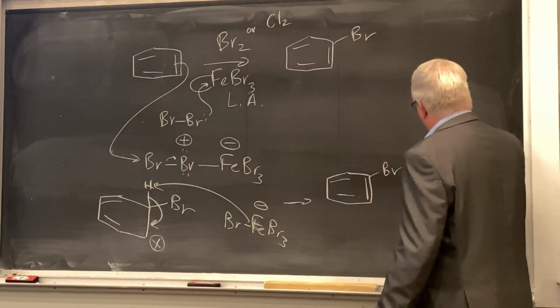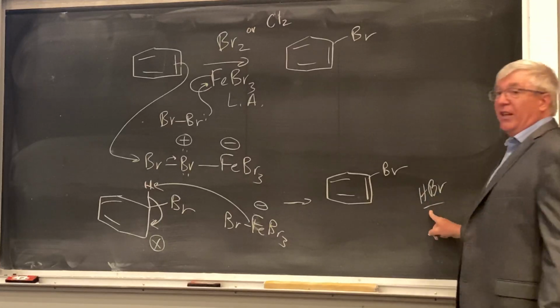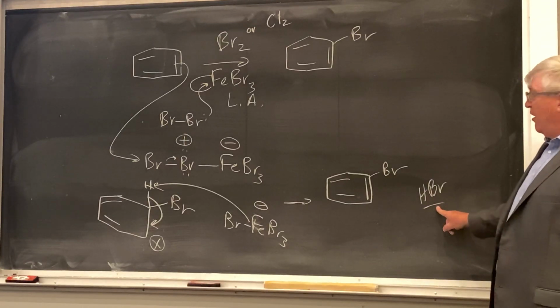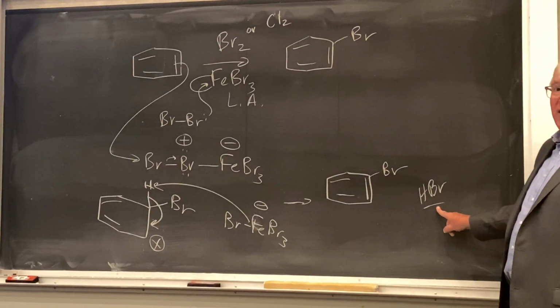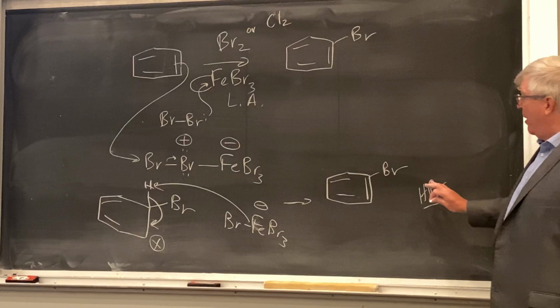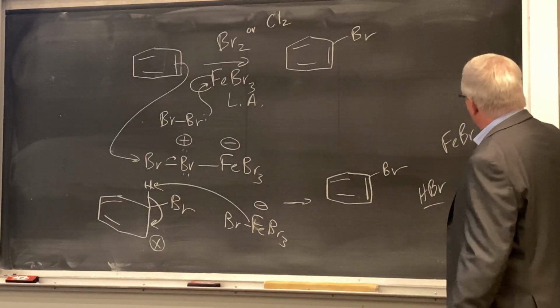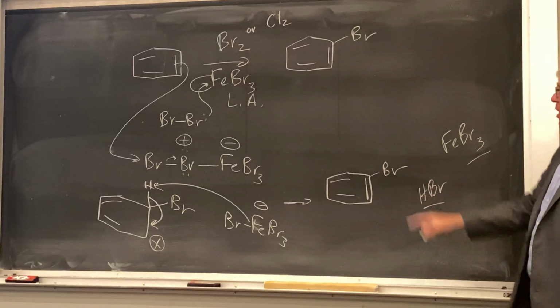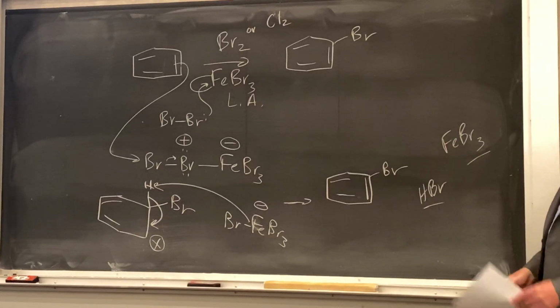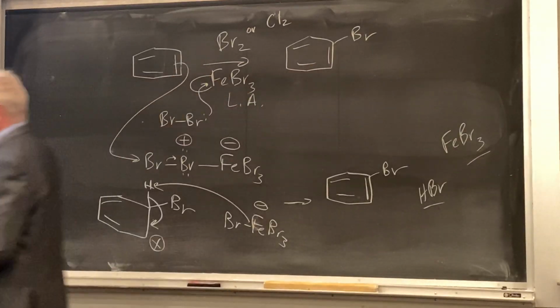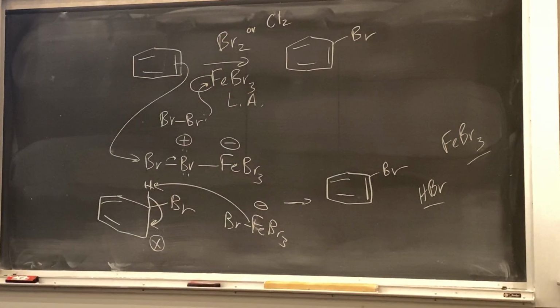Oh, HBr. And yes, these reactions do get acidic. The pH goes down in these solutions. You can add an extra non-nucleophilic base to neutralize that, but we're not going to worry about that. And then what? You get back the ferric bromide. Okay, so there we get our product. You could go through the same thing with chlorine and get the same product there. So hopefully that looks okay there.